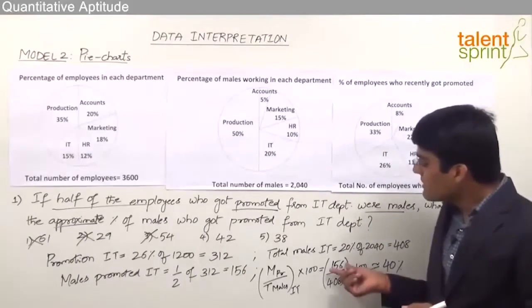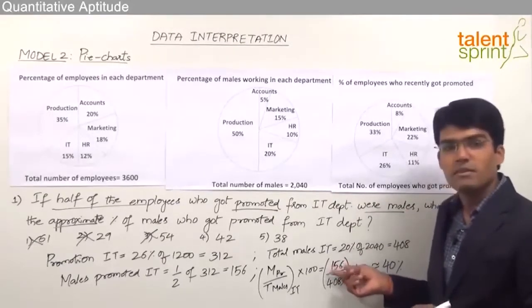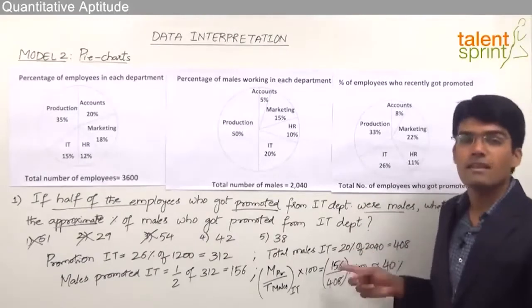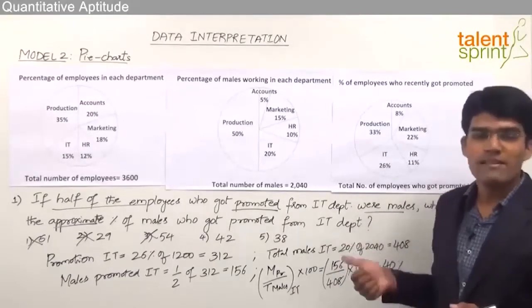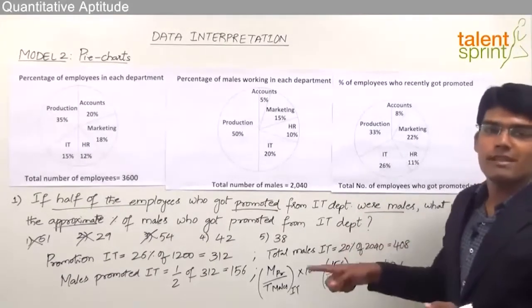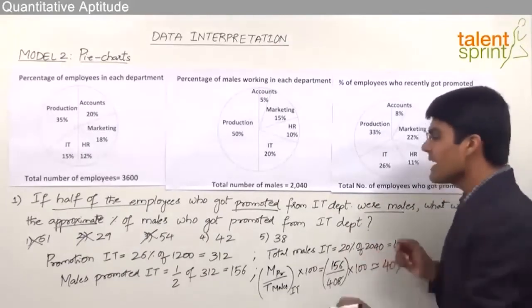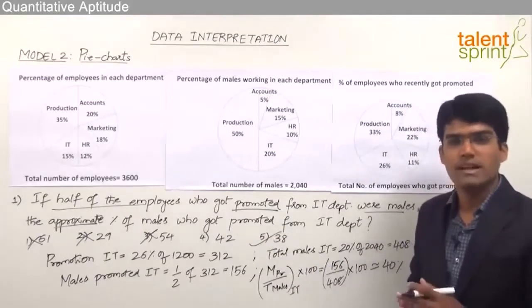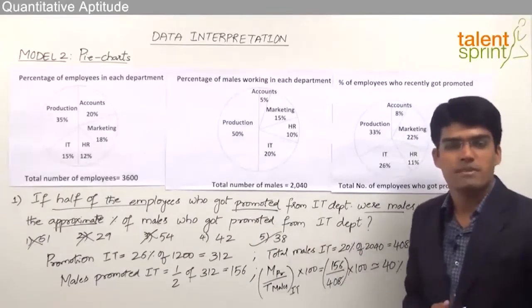And moreover, even the numerator here is 156. We were getting it as 160 approximately. So numerator is also less. When numerator is less, value again will be less. So both the ways we can see that actual answer should be less than 40%. So we can say that the answer here will be fifth option, 38%. So this is how you can solve this question based on percentage.